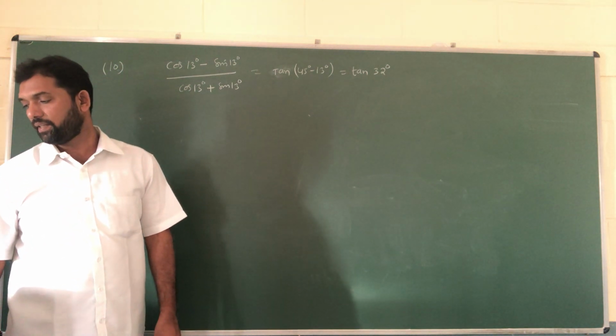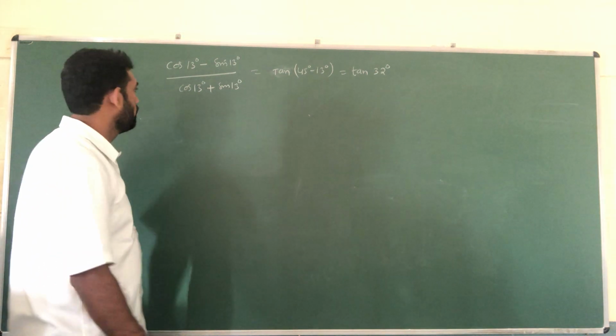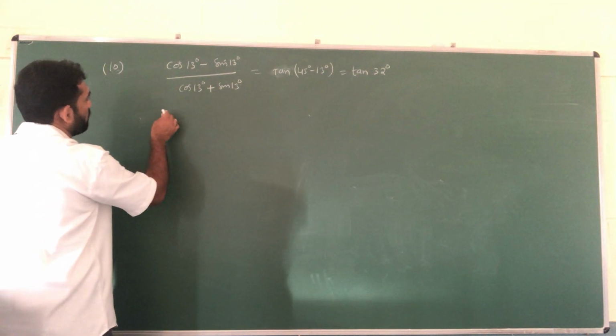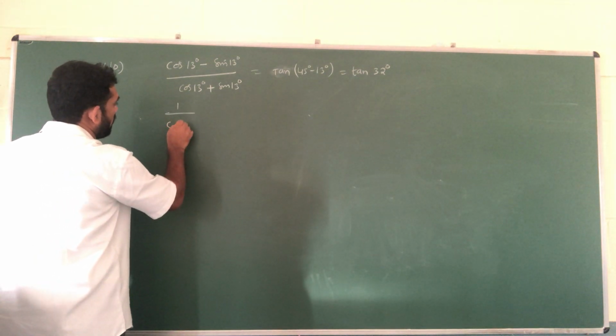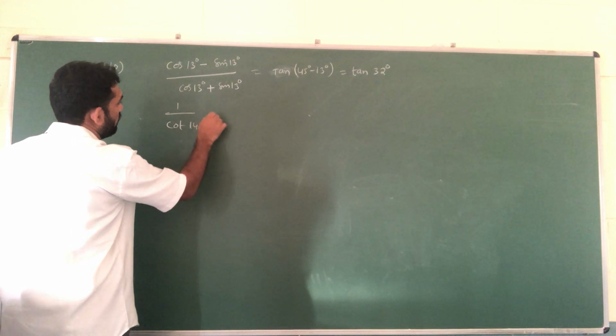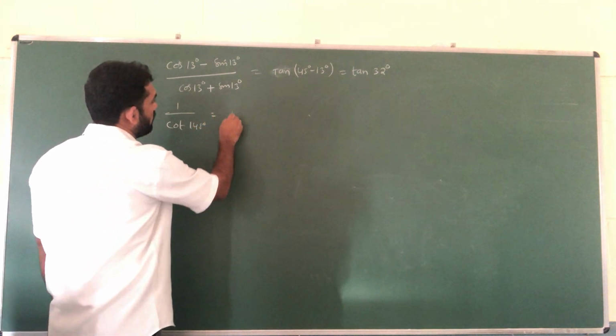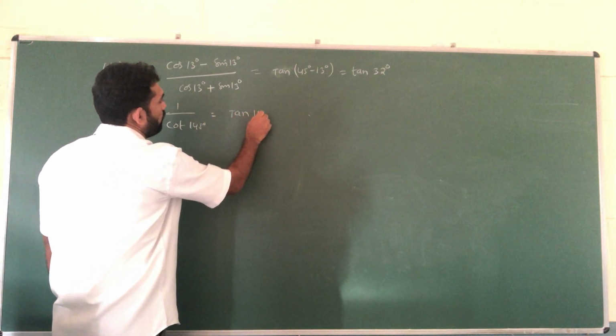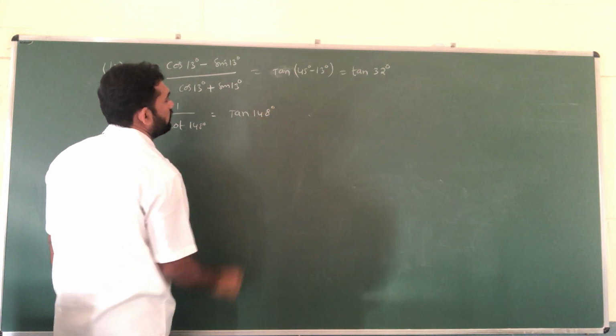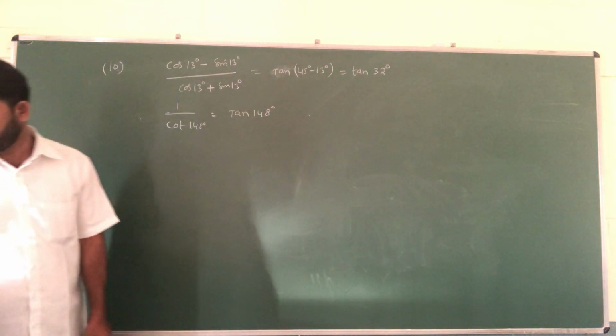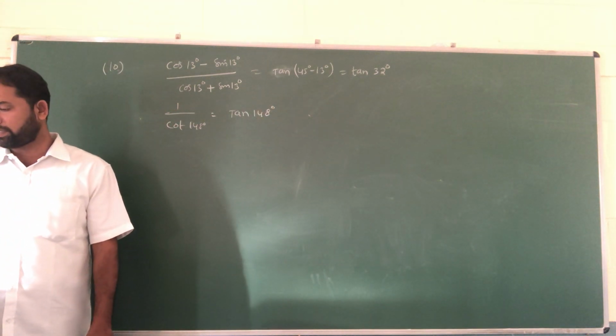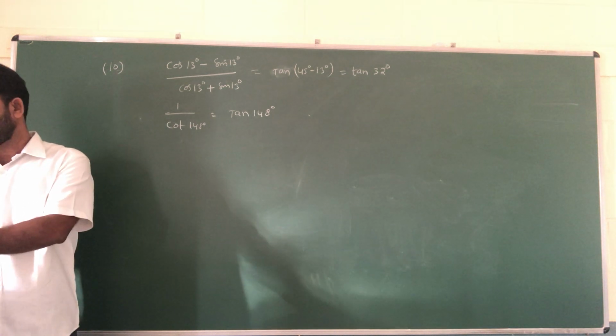Again, 1 by cot 148 degrees is given. So 1 by cot means tan 148 degrees. So the answer is tan 148 degrees.